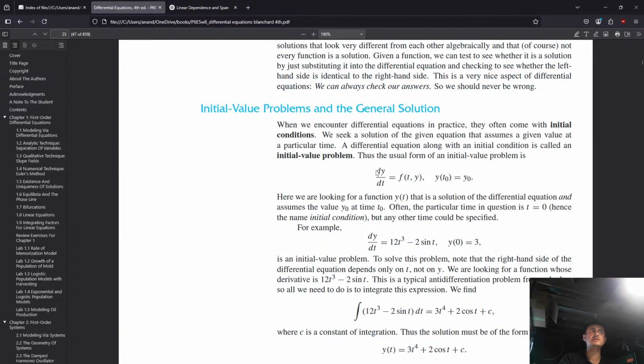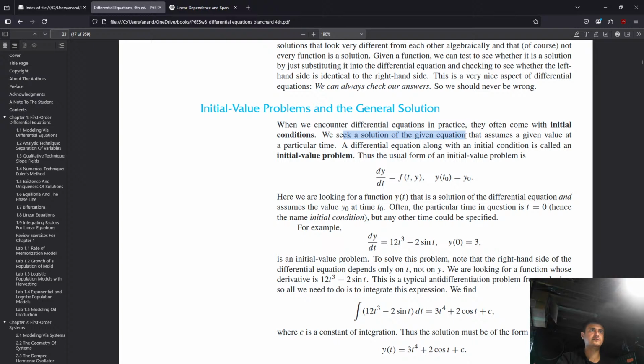IVPs are important. All they are is a differential equation associated with a single value at a single time point, and that allows you to find the constants. When we encounter differential equations in practice, they often come with initial conditions.